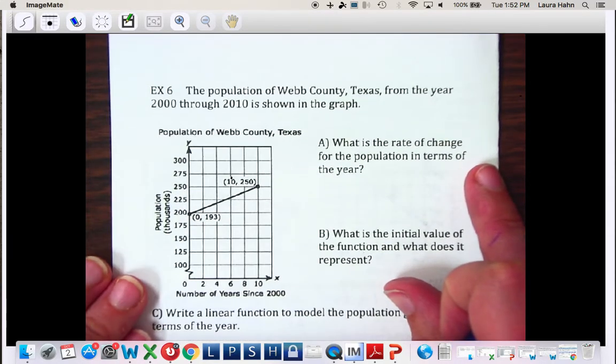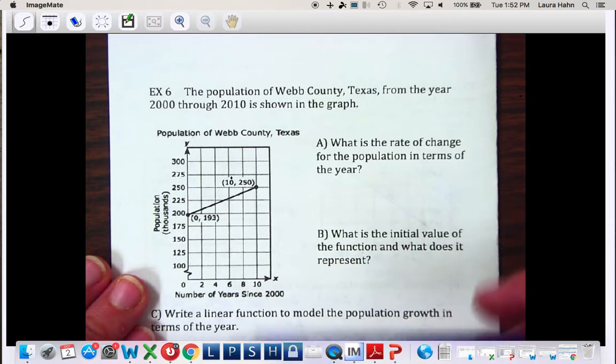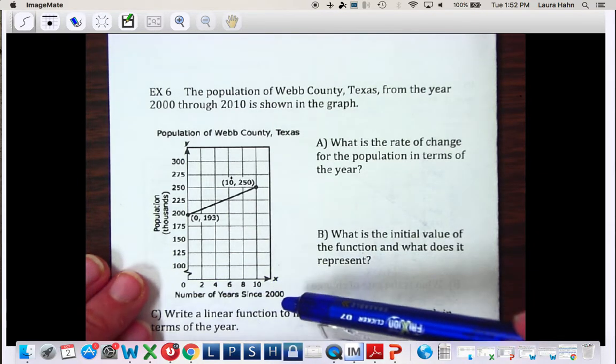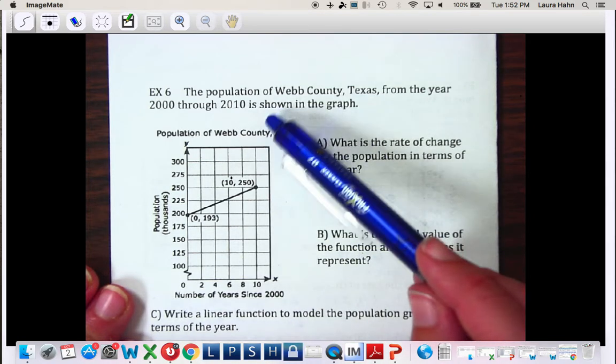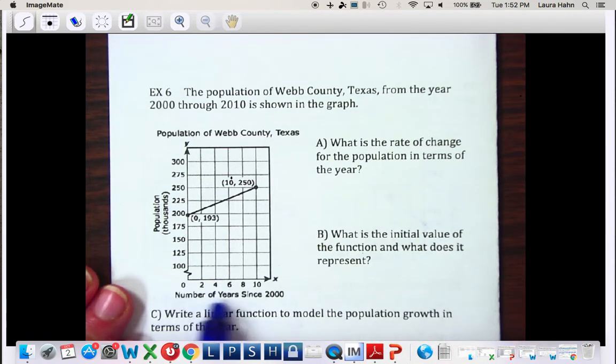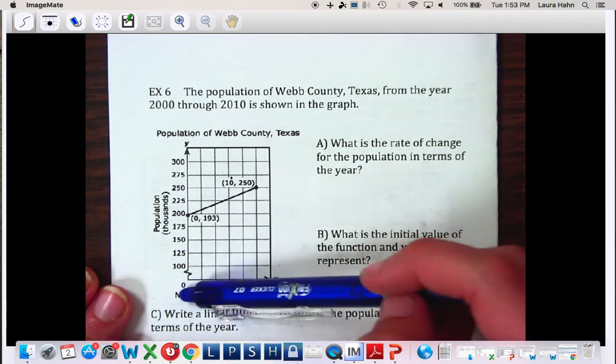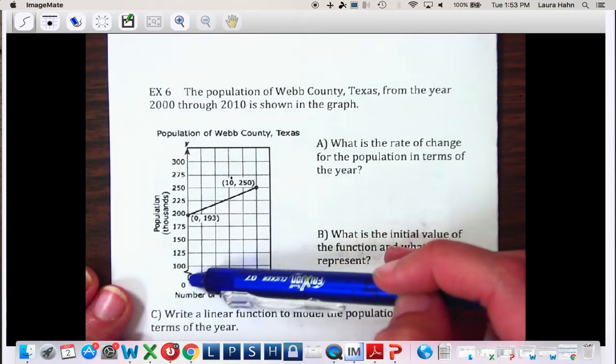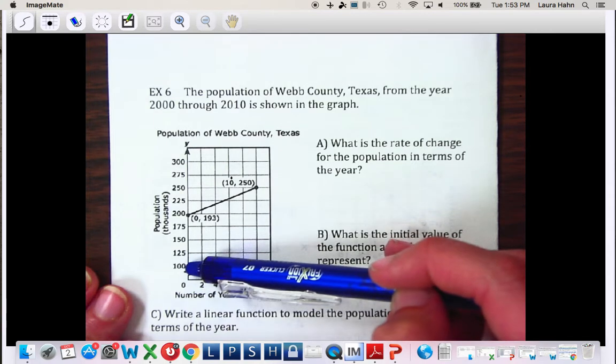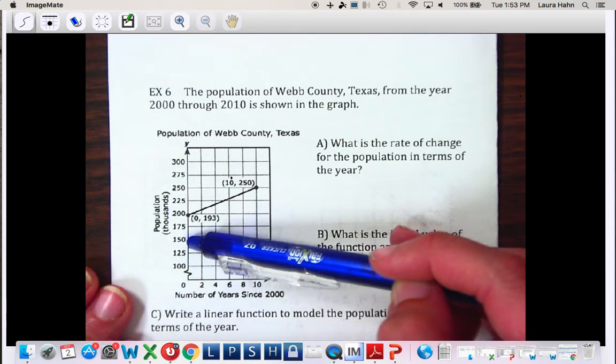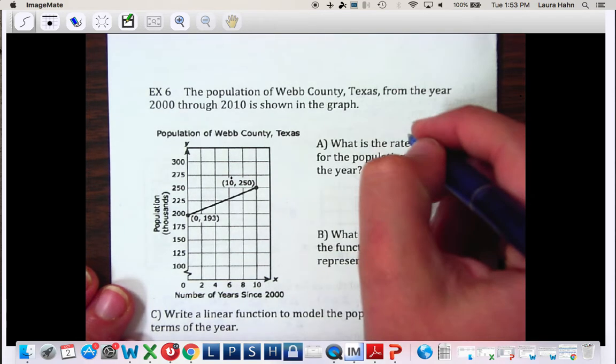Okay. The population of Webb County, Texas for the year 2000 through 2010 is shown on the graph. So before we begin the problem, there's a lot going on here. So let's look at our axes. This says number of years since 2000. So this 0 represents 0 years since 2000, so this would be the year 2000. This would be the year 2002, 2004, 2006, and so on. My y is the population, but it's my population in thousands, so this is 100,000, 125,000, and so forth. So it wants me to find my rate of change, my slope.